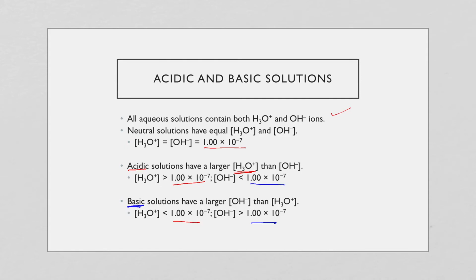So we can define whether something is acidic or basic based on the value of the hydronium or hydroxide concentration. Acidic solutions are always going to have a hydronium greater than 1 times 10 to the minus 7. Basic solutions are always going to have a hydronium ion less than 1 times 10 to the minus 7. And that's how we typically define them, right? We define them based on hydronium ion concentration, which is where we come up with what we know as the pH scale.